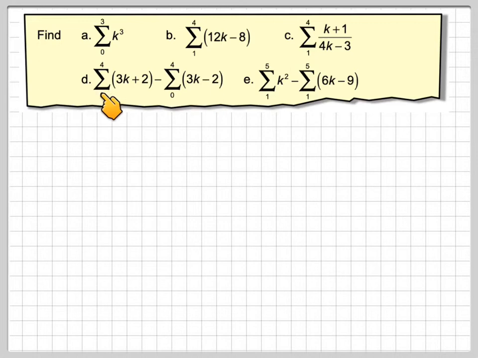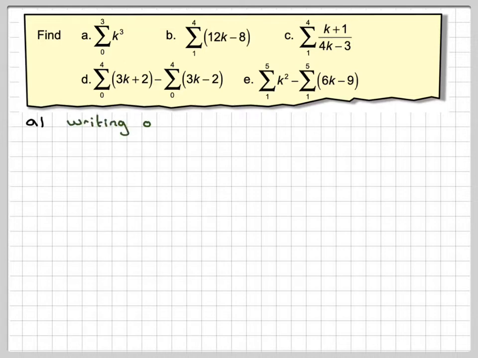And part D, the sum from 0 to 4 of 3k plus 2, minus the sum from 0 to 4 of 3k minus 2. Part E, the sum from 1 to 5 of k squared, minus the sum from 1 to 5 of 6k minus 9.